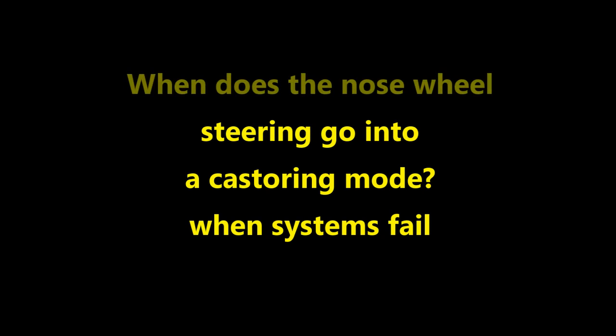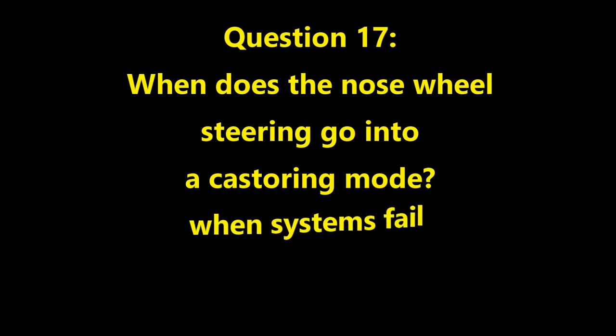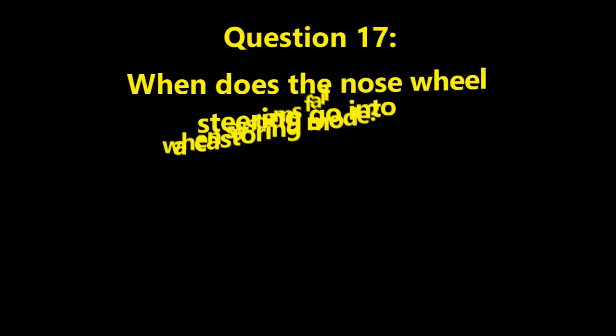Question 17, when does the nose wheel steering go into a castering mode? I know I mentioned castering. It's flexible, it can move around. It's when the nose wheel steering or hydraulic systems fail, and then when the rudder pedals are applied. Castering mode happens when systems fail. It could be the hydraulic system or the nose wheel steering system itself. If there's a failure there or both, that nose wheel steering will go into a castering mode.